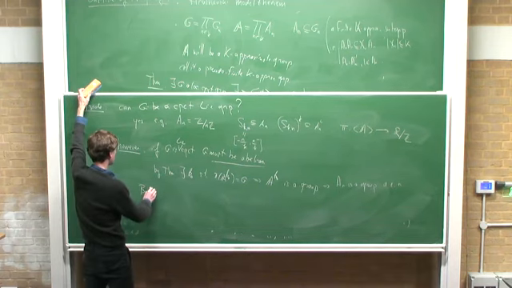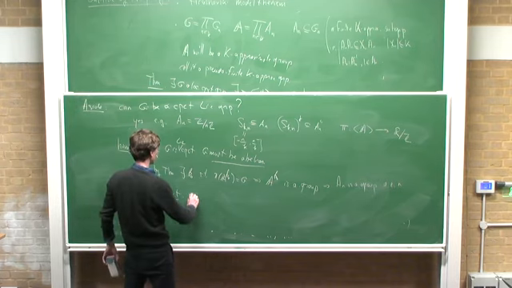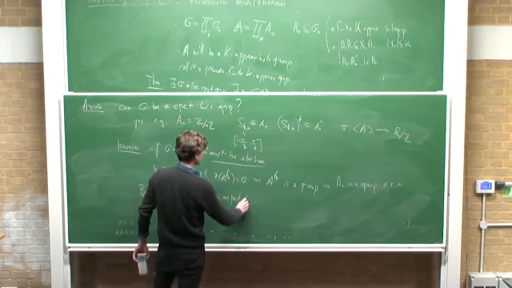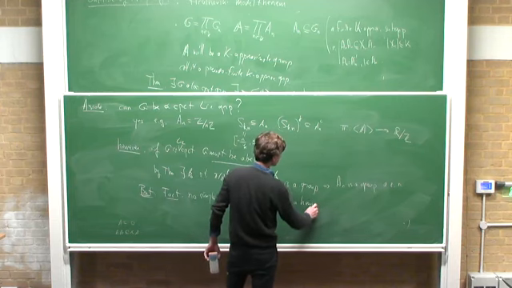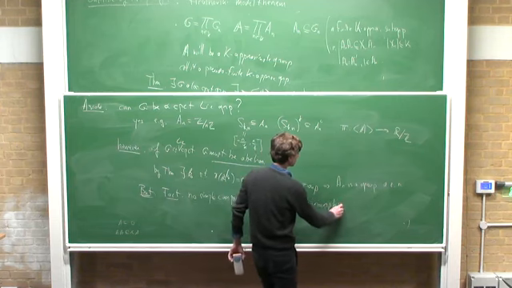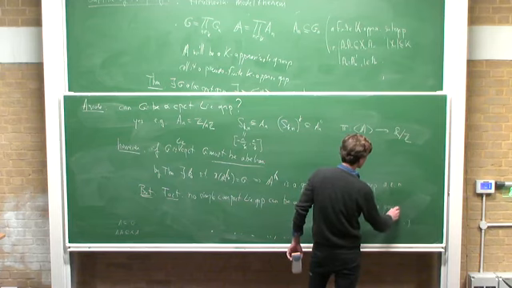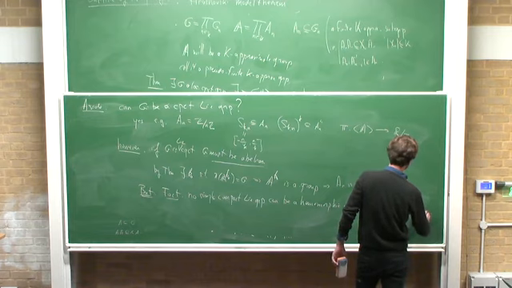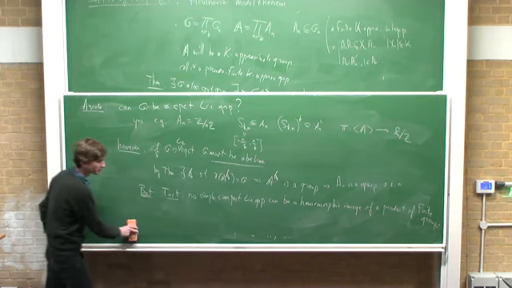But as a fact, no simple compact Lie group can be a homomorphic image of the product of finite groups. And so this is a non-trivial fact.